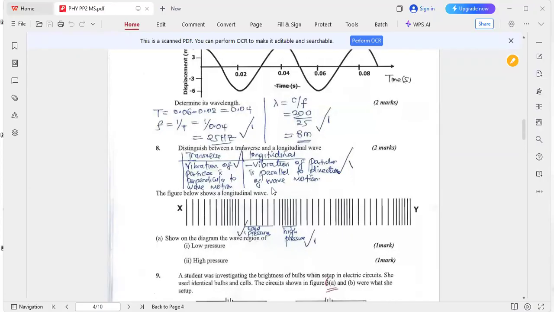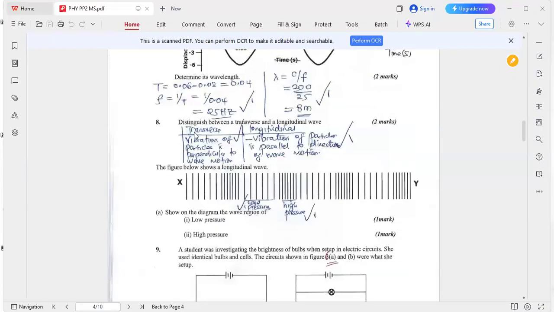Now we move to number 8. Distinguish between a transverse and a longitudinal wave. The word is distinguish. It means you give the meaning and not any other difference. So in transverse waves, vibration of particles is perpendicular to the direction of wave motion. In longitudinal waves, vibration of particles is parallel to the direction of wave motion. So that's the meaning of those two waves.